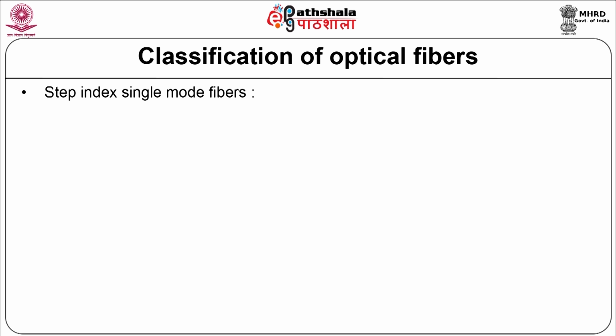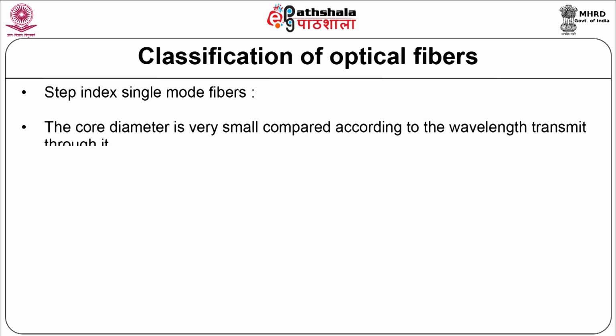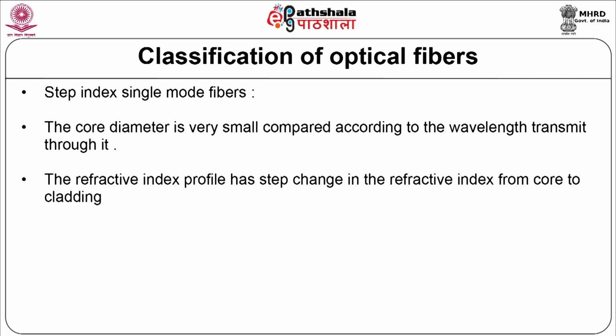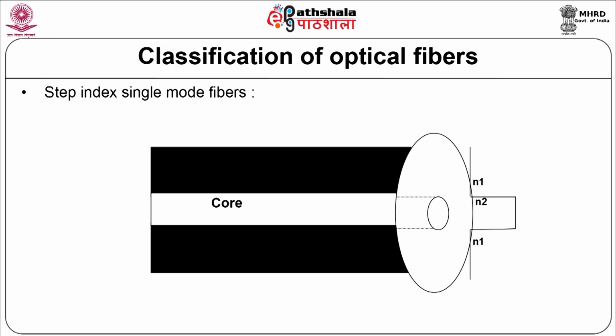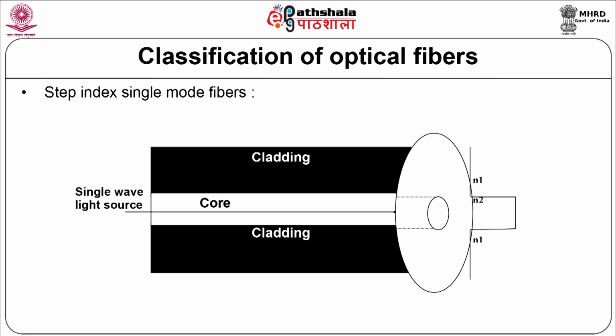Step index single mode fibers. Their core diameter is very small as compared to the wavelength that is being transmitted through it. The refractive index profile has a step change from core to cladding. If you look at the diagram, you can see that the step index single mode fiber has the following refractive index, where N2 is the refractive index of core and N1 is the refractive index of cladding. Only a single wavelength light source is used for this purpose.